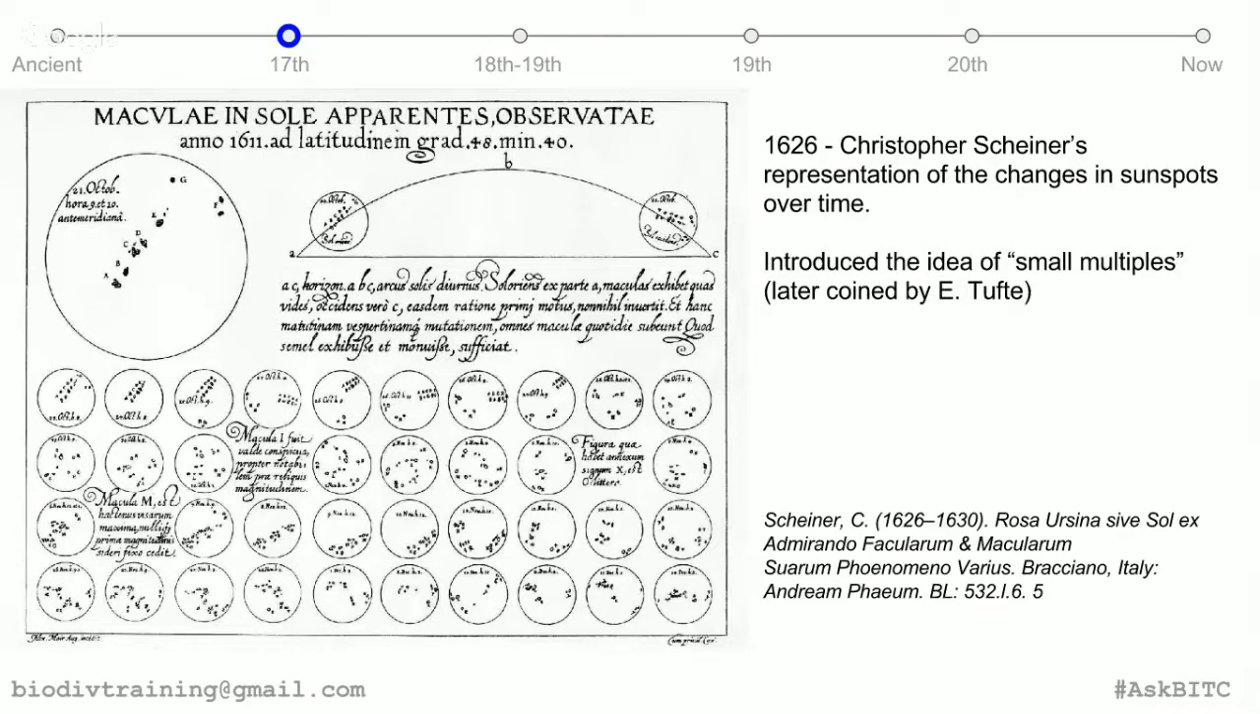These multiples show the evolution of certain features which are described in a larger version of the plot. In this case, to the top left, we can see a larger image of the sun with the main sunspots and some contextual information.